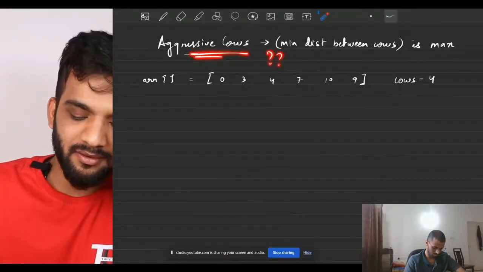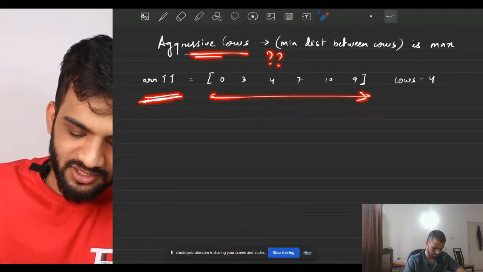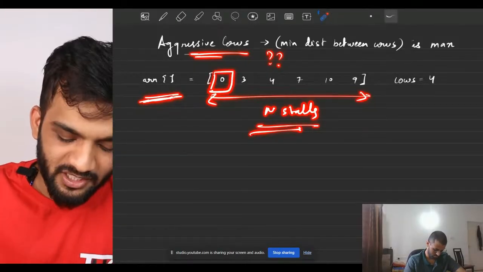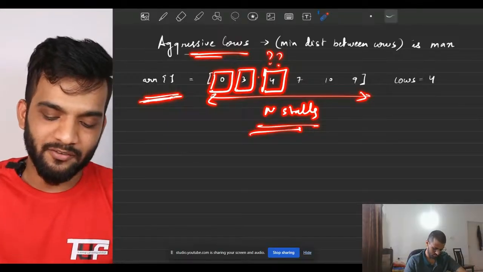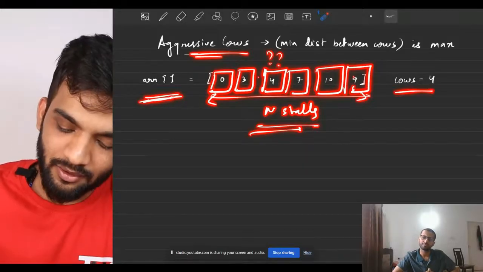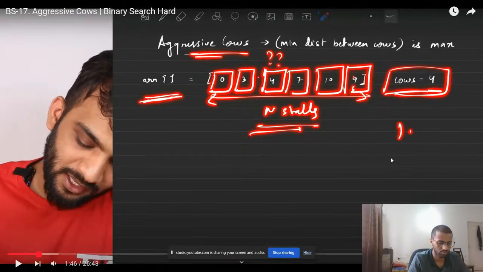So what does the problem state? It states that you'll be given an array which consists of n stalls. Each of the stall coordinates is given to you. The first stall is at the coordinate 0, the next one is at coordinate 3, the next one at coordinate 4, the next one at coordinate 7, the next one at coordinate 10, and the next one at coordinate 9. Your task is to place 4 cows. 0, 3, 4, 7, 9, 10. First is at 0 and 10. 10 and 5 are.